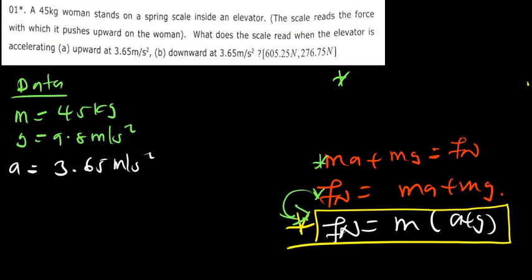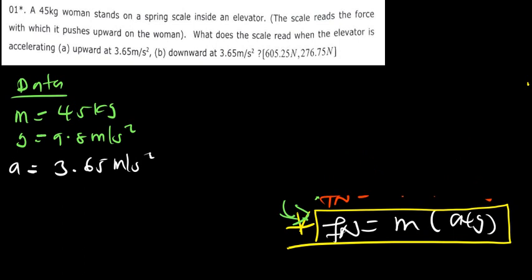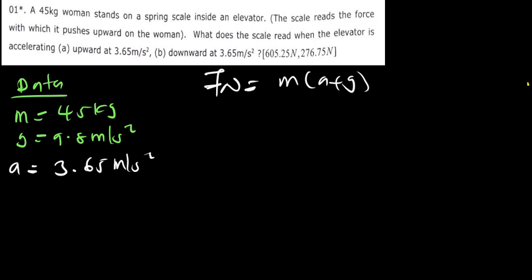So I can get rid of this and now write my formula here on top. The question is, what does the scale read when the elevator is accelerating upward? That is part A. The scale can only read the normal force, so you need to find the normal force. This is why I've made Fn the subject of the formula. So Fn will be equal to, what is the mass? The mass is 45. Open brackets.